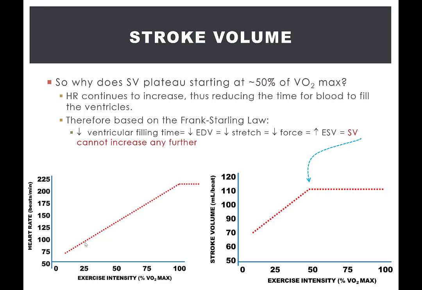Okay, so we see here that heart rate increases from rest to 100% VO2 max intensity where it maxes out. Stroke volume increases from rest to about 50% VO2 max where it maxes out. And from 50% VO2 max intensities up to 100% VO2 max intensities, stroke volume does not exhibit further increases. It's already maxed out. Again, why?